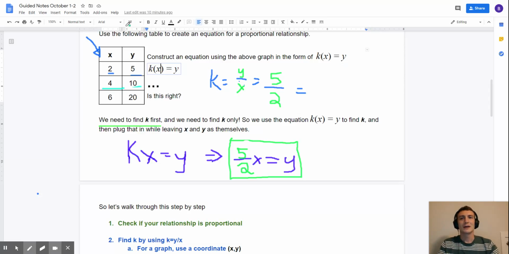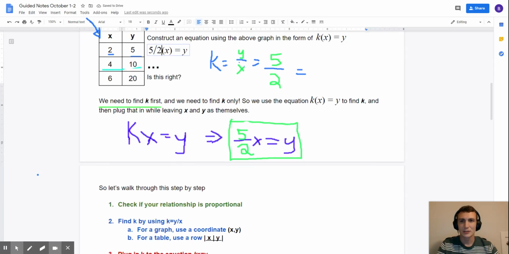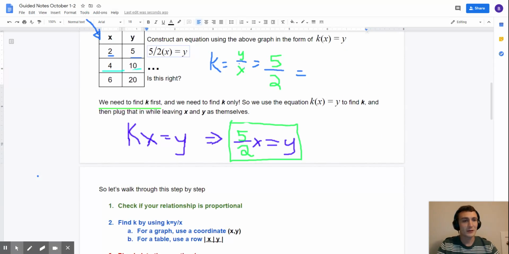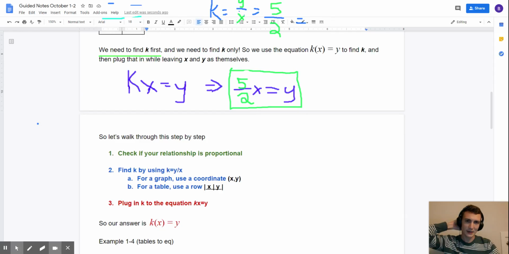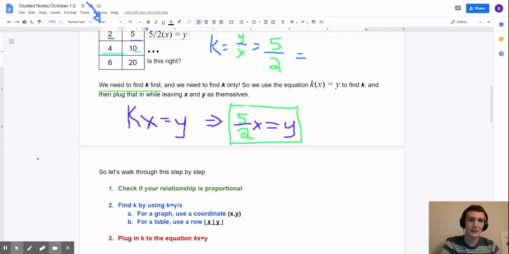So what I want you to do now is go ahead and click this k right here, and write 5 over 2. You can write it just like that, and you'll get full 2 thumbs up for that. Now remember, we found k by using the equation k equals y over x right here. There's another fancier version of it down here, k equals y over x, right? So we used k equals y over x to find the equation.